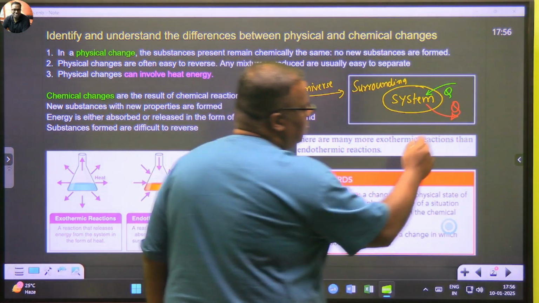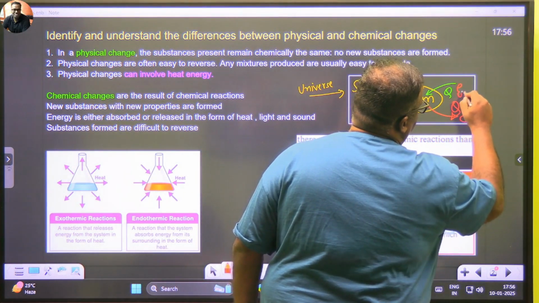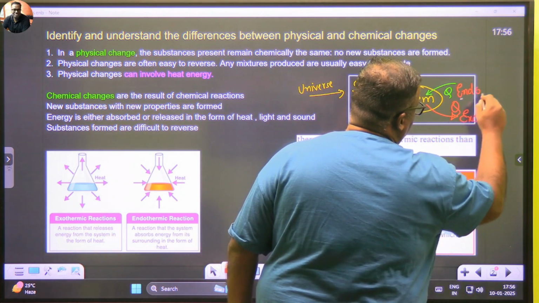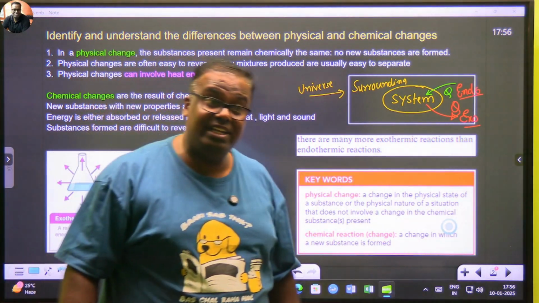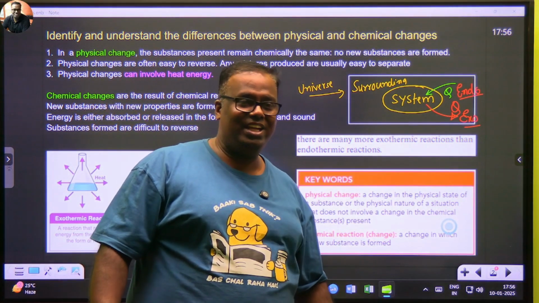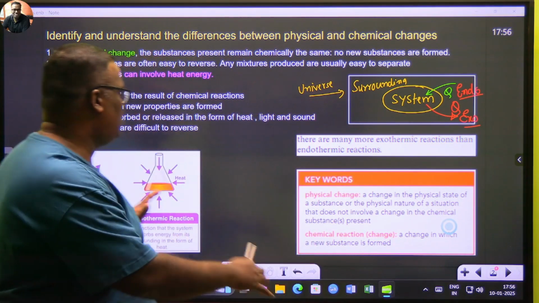An exothermic process. Exo, this is endo. And the best way to remember them is heat enters, enter, endo. Heat exists, exist, exo. So now let's look at our diagram.